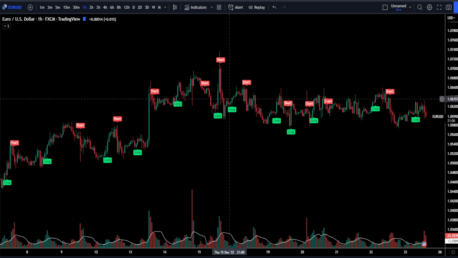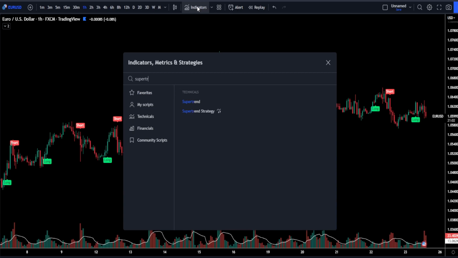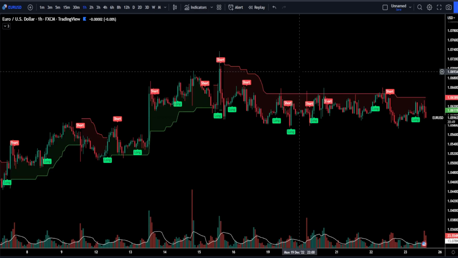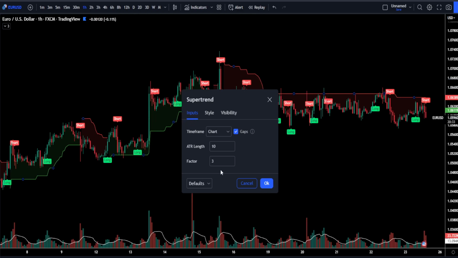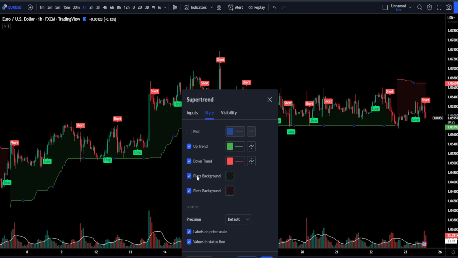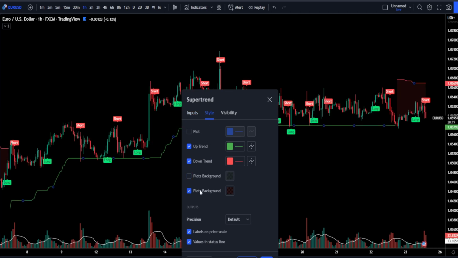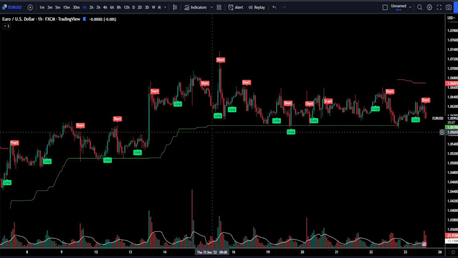Last but not least, our third indicator we'll be adding to the chart is called Super Trend, which is this one here. We're going to access this indicator's settings as well, and in the input section we're going to be changing the factor from 3 to 5, then head over to your style section and uncheck the backgrounds and the plots. We will be using this indicator to identify the trends in the market.